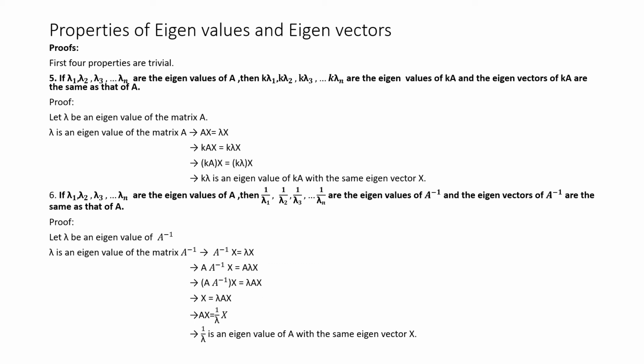Since lambda is an eigenvalue of A inverse, it should satisfy the equation A inverse x equals lambda x. Multiply both sides by A: A A inverse x equals A lambda x. We know that A into its inverse equals I, and I into any matrix is again that matrix itself. So x equals lambda Ax, or Ax equals 1 by lambda x, which implies 1 by lambda satisfies the equation Ax equals 1 by lambda x, or 1 by lambda is an eigenvalue of A with the same eigenvector x.